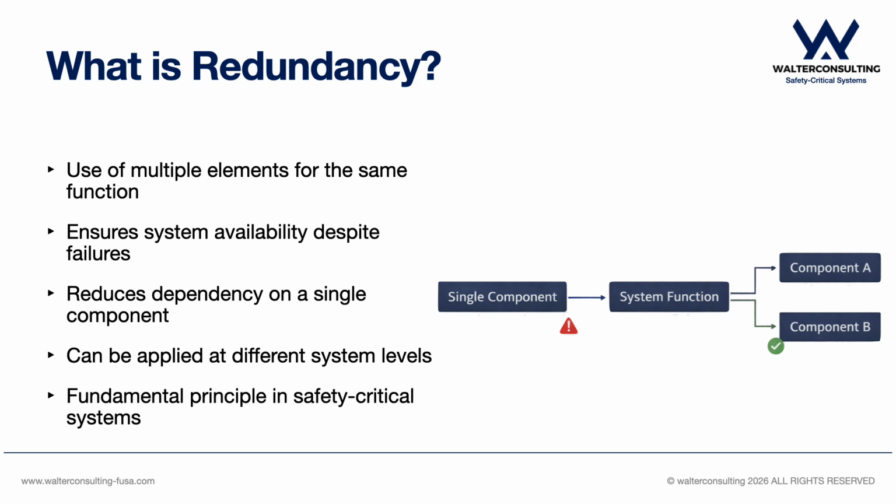Redundancy means using multiple elements to perform the same function. Instead of relying on a single component, the system includes additional elements that can take over if needed. This reduces the dependency on any single component, and it ensures that the system can continue to operate, even if one element fails. Redundancy is a fundamental principle in safety-critical systems.